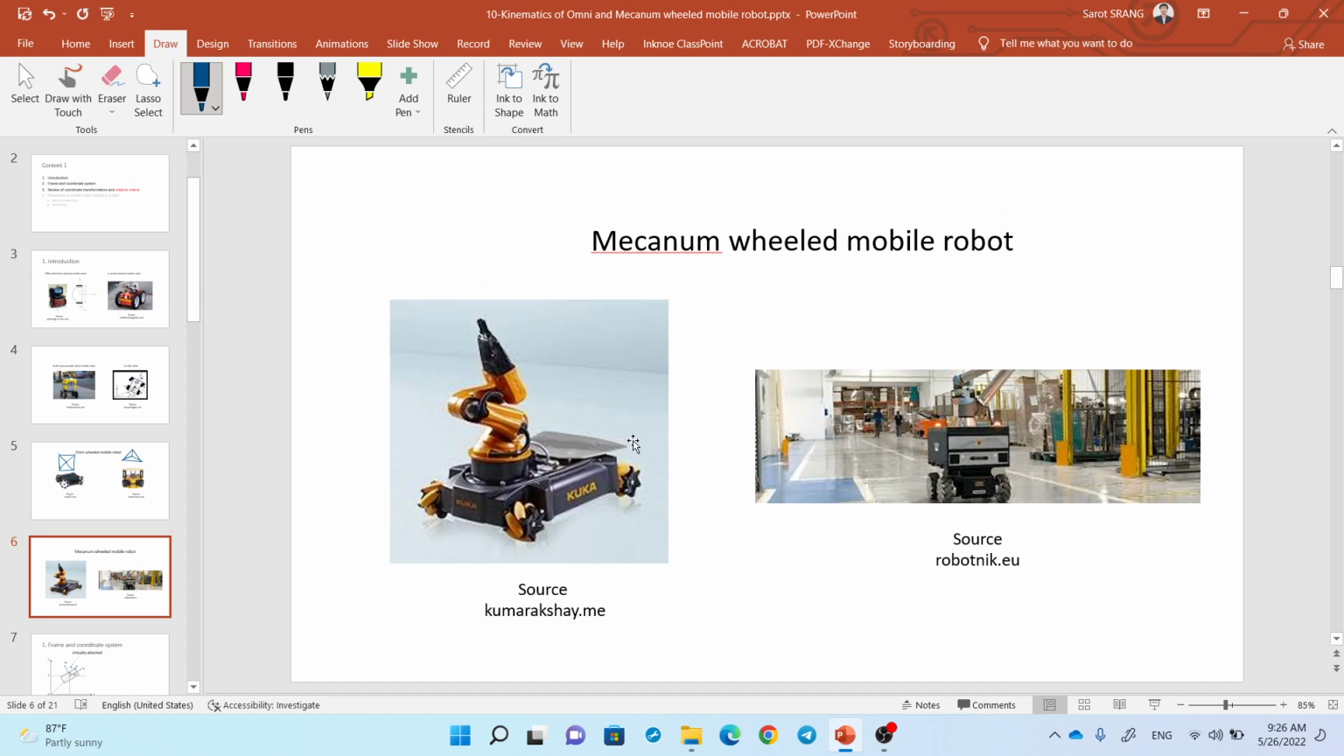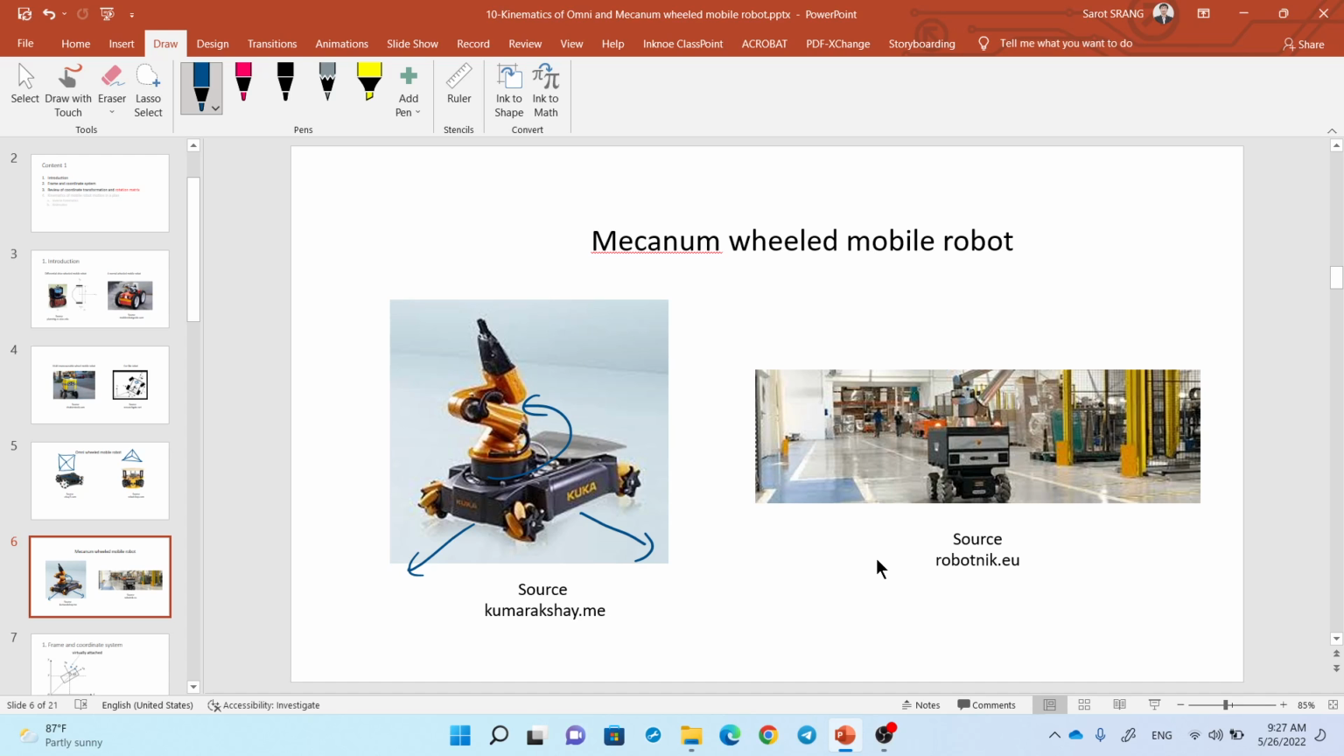And this one is the mechanism wheel. The arrangement is very much like a normal wheel, but because of some rollers on the wheel, with proper arrangement, this robot can move sideways. It can move forward, can move sideways, and can rotate, right?